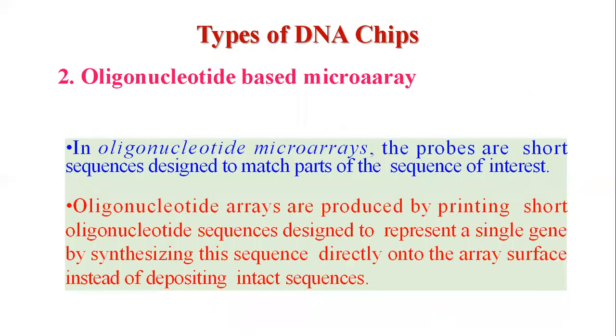The second one is the oligonucleotide based microarray technique. Here the oligonucleotide probes are short sequences designed to match part of the sequence of interest. These are produced by printing short oligonucleotide sequences designed to represent a single gene, by synthesizing the sequence directly onto the array surface instead of depositing intact sequences.